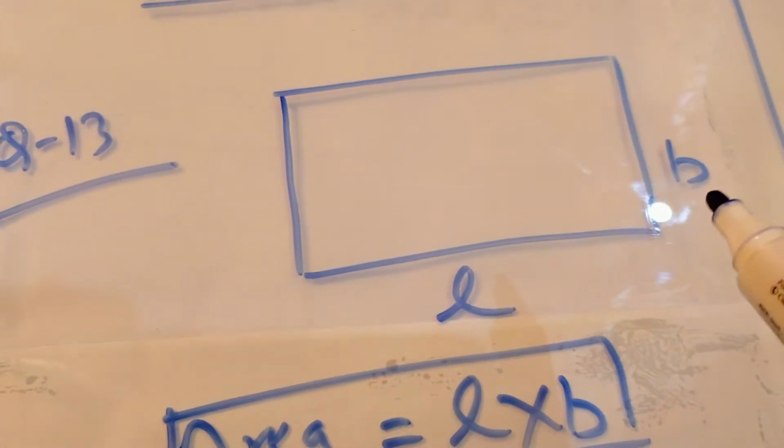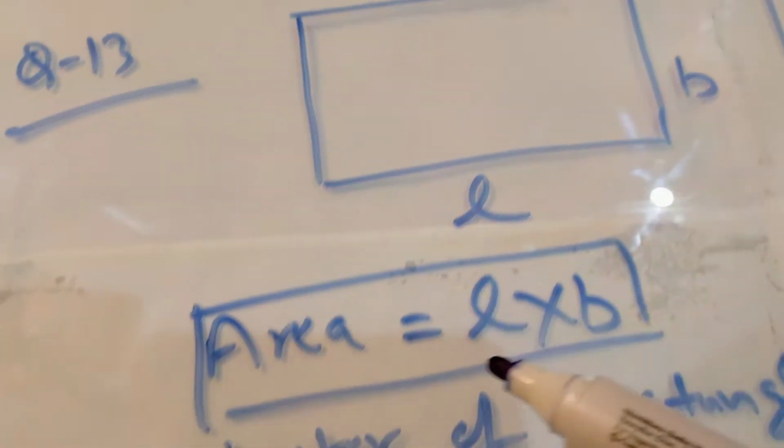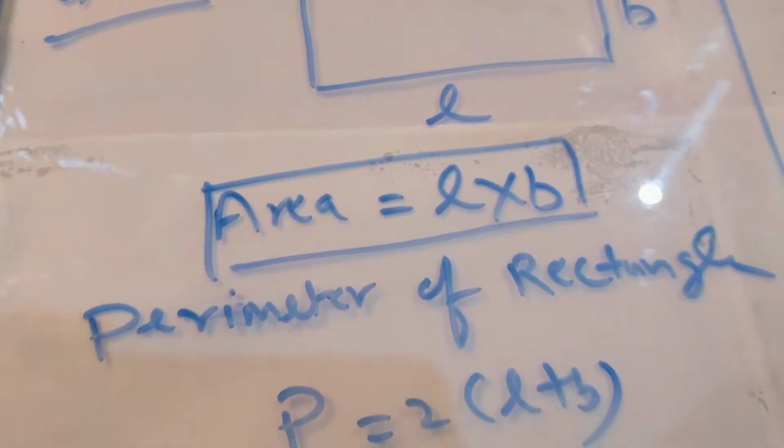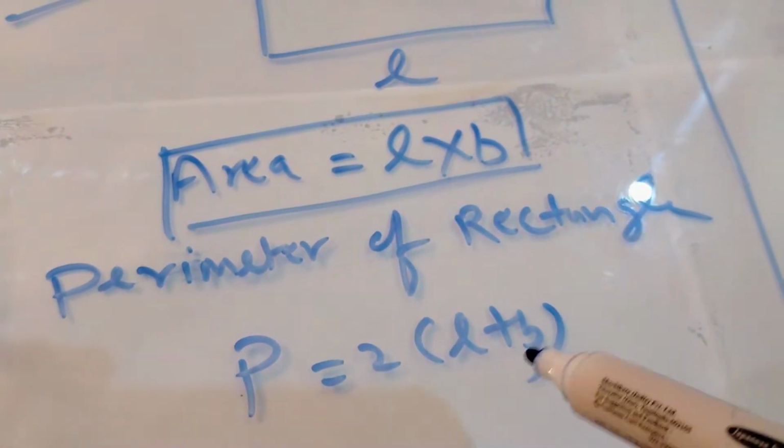Length is here, breadth is here, and all angles are 90 degrees. Area can be written as L into B. Perimeter of a rectangle is 2 times (L plus B). You have this knowledge. Now let me read this question.